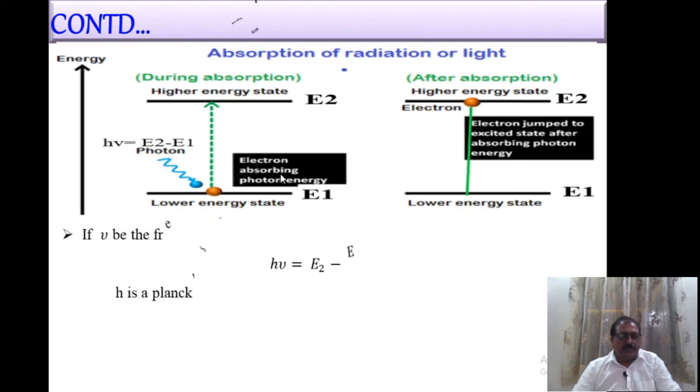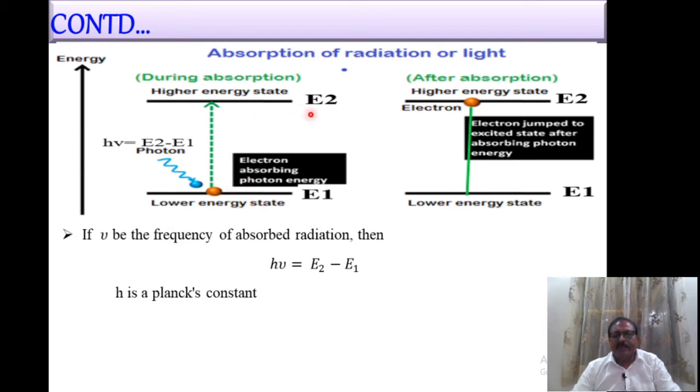In this process, the incident photon is lost by absorption, and the atom makes a transition to the upper energy state. That means during the absorption at the ground state, the atom goes into the excited state after the absorption. Photon energy is absorbed, and then we go to the higher energy state, that is the excited state.